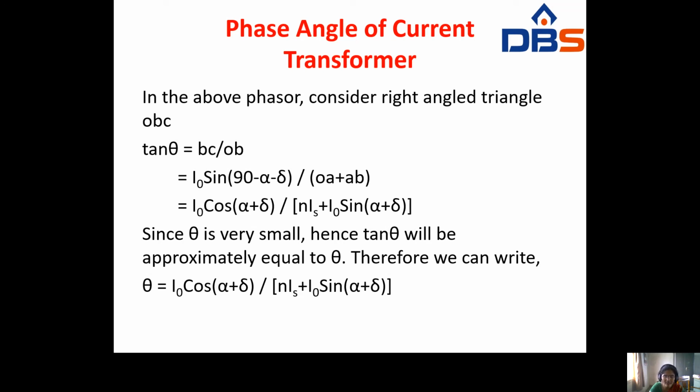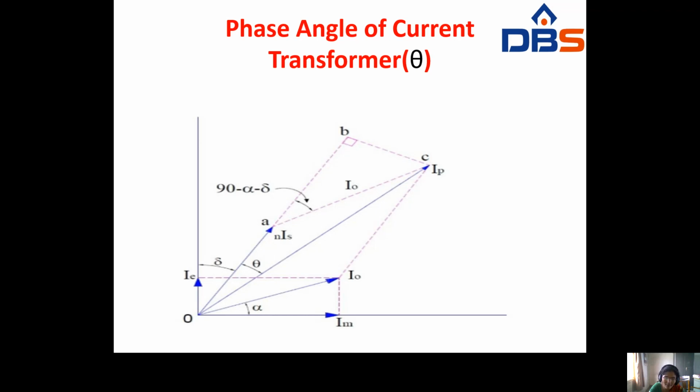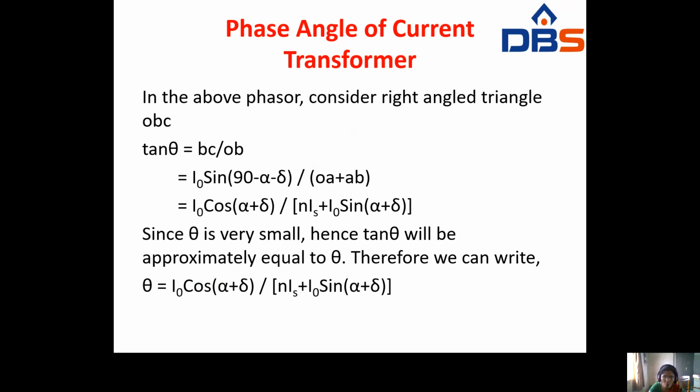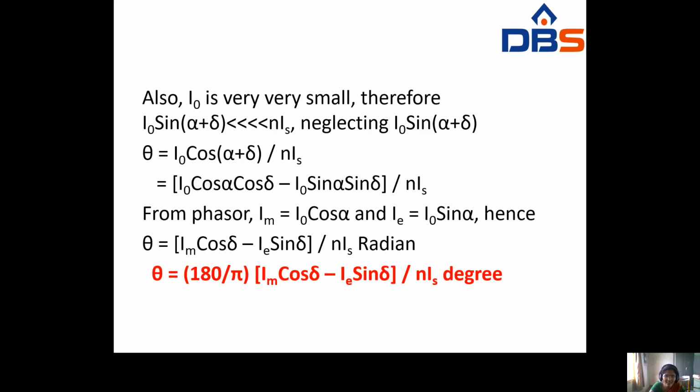BC value is nothing but, as previously found for the nominal ratio, I naught sin(90 minus alpha minus zeta). OB is nothing but OA plus AB, where OA value will be n into Is and AB value will be I naught sin(alpha plus zeta). Here theta is very, very small, hence tan theta will be theta. So theta is equal to I naught cos(alpha plus zeta) divided by n into Is plus I naught sin(alpha plus zeta). This is the phase angle for the current transformer.